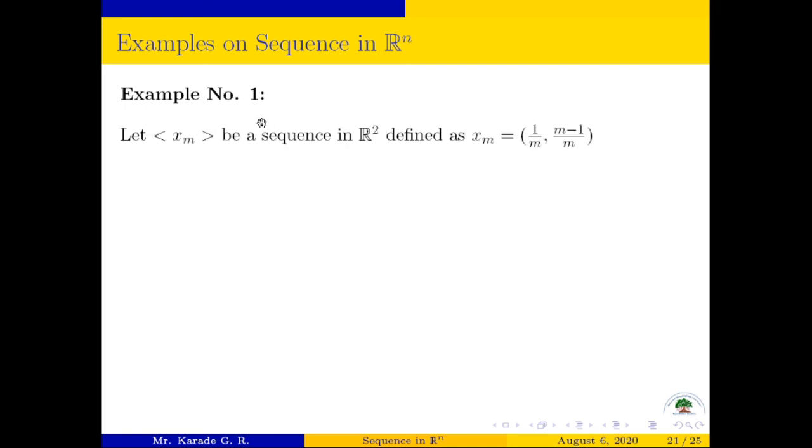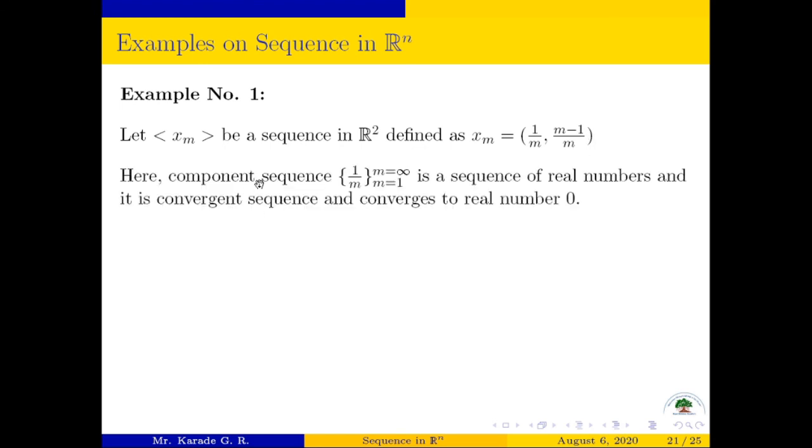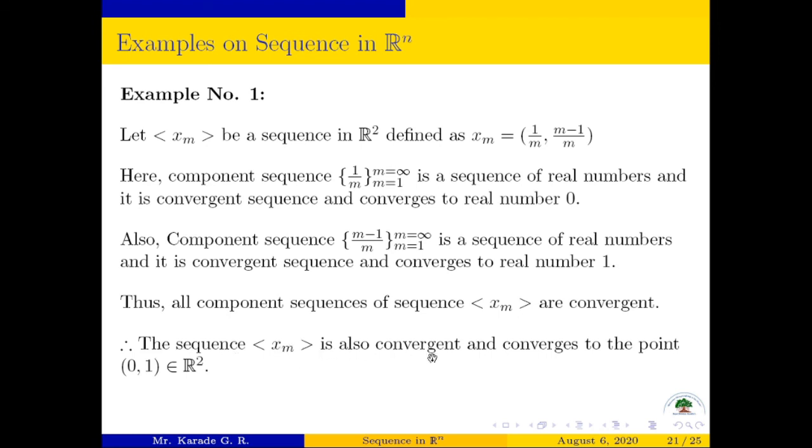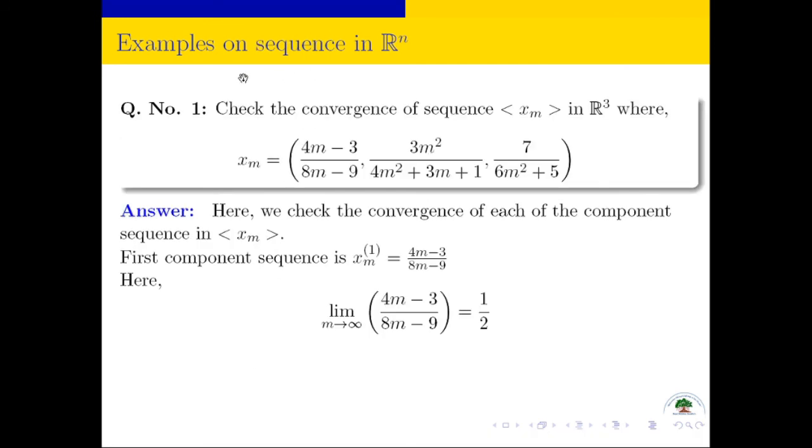Example number 1. Let xm be a sequence in R2 defined as xm equal to 1 upon m, comma m minus 1 upon m. Here the component sequence 1 upon m, m equal to 1 to infinity, is a sequence of real numbers, and it is convergent sequence and converges to real number 0. Also the second component sequence, m minus 1 upon m, is a sequence of real numbers, and it is convergent sequence and converges to a real number 1. Thus all component sequences of sequence xm are convergent. Therefore the sequence xm itself is also convergent and converges to the point 0, 1 in R2.